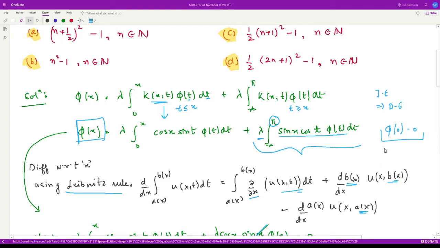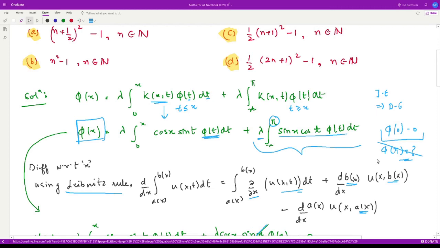We need another condition, phi at pi. What would be that? Here if you substitute x as pi, you will have 0 to pi cos of pi, and cos pi is minus 1, so sin t minus phi t, and here this term would be 0, so you will have some non-zero term containing this phi t. So you do not have any constant value for this term, so this term we cannot find, right?